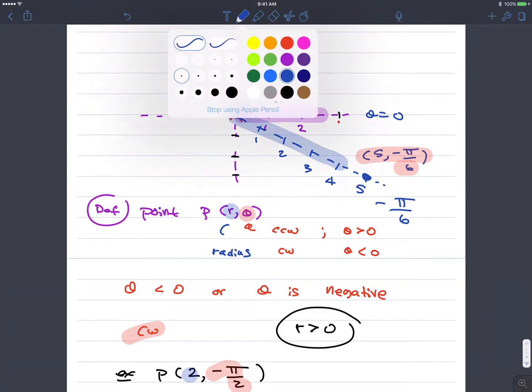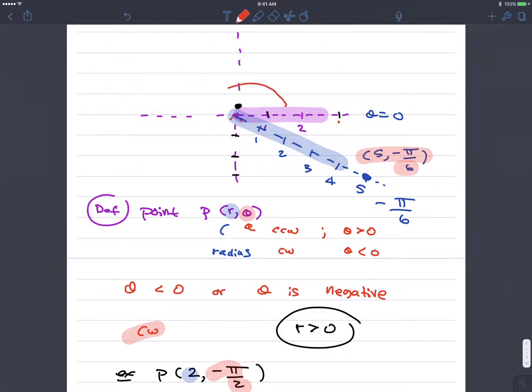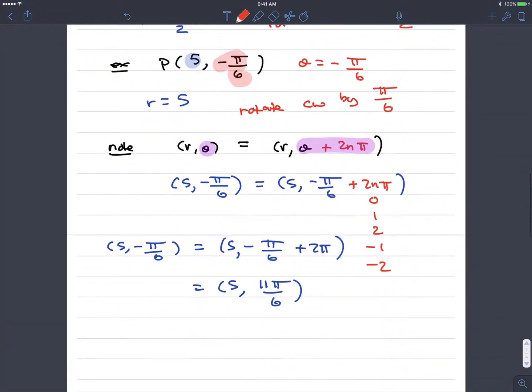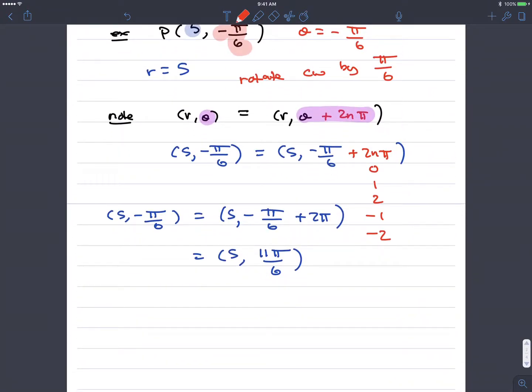What's 11 pi over 6 rotation? It looks like this. This angle is 11 pi over 6. So that's a clockwise, counterclockwise. I'll say it again. That's a counterclockwise location because you have a positive value, 11 pi over 6. Okay? This is positive.